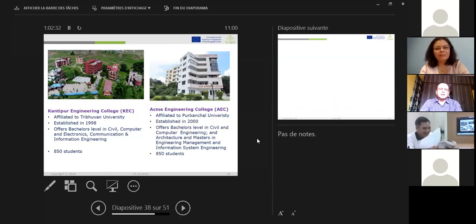So Kantipur Engineering College is one of the oldest private engineering colleges in Nepal. It was established in 1998, and it offers undergraduate engineering courses in civil, computer, electronics, and communication engineering, and it has about 850 students enrolled. Similarly, ECME Engineering College is also a very old engineering college in Nepal. It is a private engineering college affiliated to Purvanchal University, and it offers both bachelor's and master's degree programs in engineering, and it also has about 850 students.